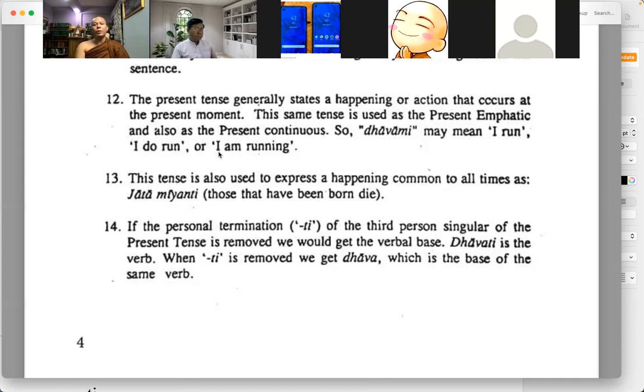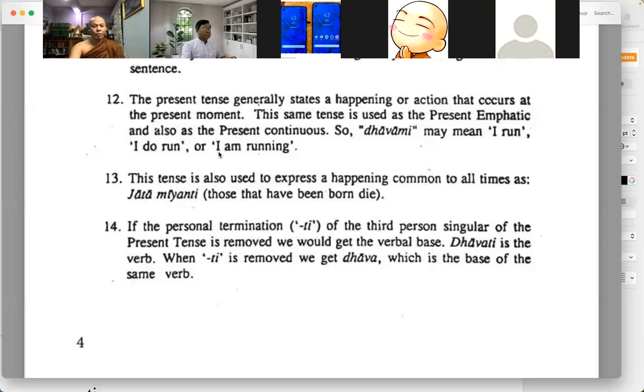In Pali, we don't have the continuous tense or continuous verb form. Just dawami. Okay? So when we see dawami, it means "I run." But based on context, it can be "I do run" or "I am running." So that is why when we translate an English sentence into Pali, in English maybe "I am running," but in Pali, just dawami. In English, "I run." In Pali, dawami as well. Okay? So that point is also important.